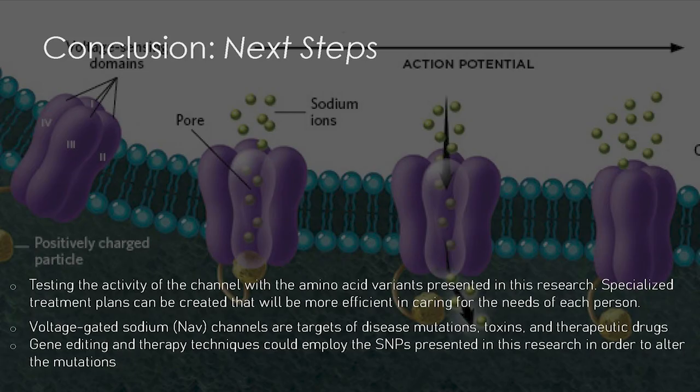So next steps. Testing this channel with the amino acid variants presented in this research could result in treatments that help those who are suffering from pain disorders. And actually, this channel is, at the moment, a target for analgesics. So people are trying at this moment to find medication and treatments that block this channel. It's an analgesic, it stops the sodium ions from coming in, and therefore it would be meant to treat those who feel extreme pain. So once these channels are blocked or closed, they would feel relief from the amount of pain they are feeling.